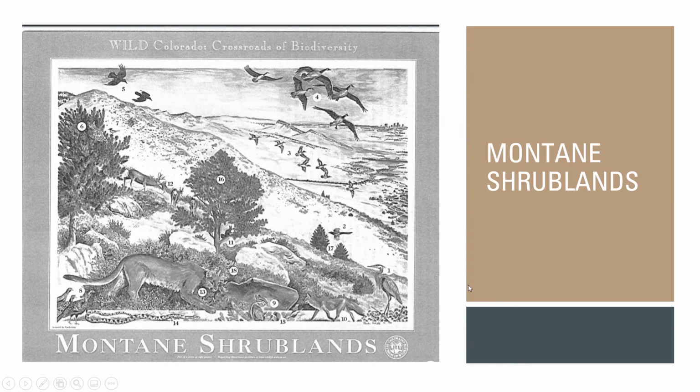Okay, next one, montane shrubland. So montane, it's not Montana, it's a little bit different. Montane is just another word we can use for mountainous. So when we have a montane area, it's going to be more mountainy. These are going to be a little bit above our sage shrubland. They're actually going to be above our PJ shrubland, which we'll talk about, I think, in the next one. But montane shrublands are going to be a little bit higher up.